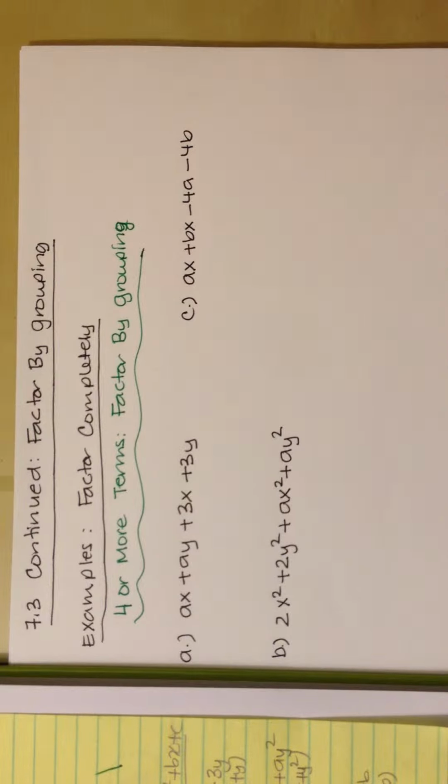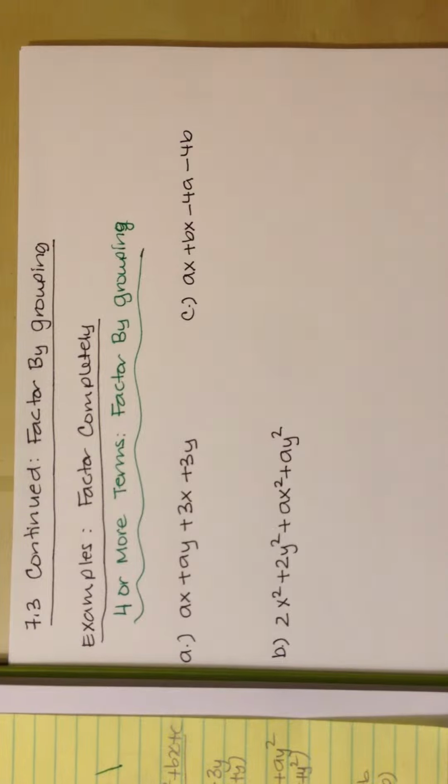7.3 continued. The last part of this section focuses on problems that contain 4 or more terms. And so the trick to factoring is to count the number of terms. If you have 3 terms, then you factor your problem as a regular trinomial, which is what we looked at earlier. If you have 4 terms, what we want to do is factor by grouping.